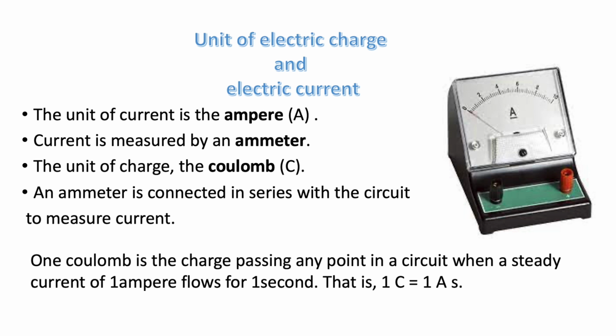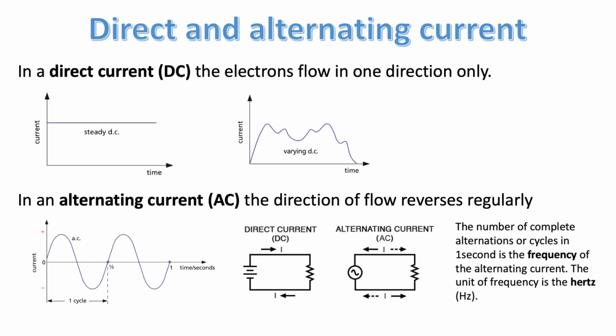1 coulomb is the charge passing any point in a circuit when a steady current of 1 ampere flows for 1 second. That is, 1 coulomb equals 1 ampere second. Direct and alternating current. In a direct current or DC, the electrons flow in one direction only. In an alternating current or AC, the direction of flow reverses regularly. An example for direct current is the current from a dry cell.